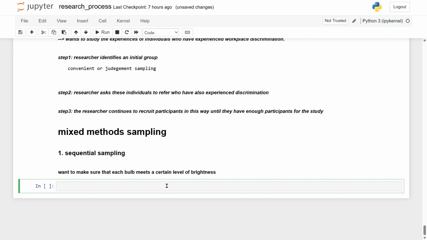Now, the company decided to use sequential sampling to test the bulbs. They randomly select a small subset of bulbs from the production line. That's step one. Obviously randomly, using a probability method, randomly select a subset of bulbs from the production line and test their brightness.